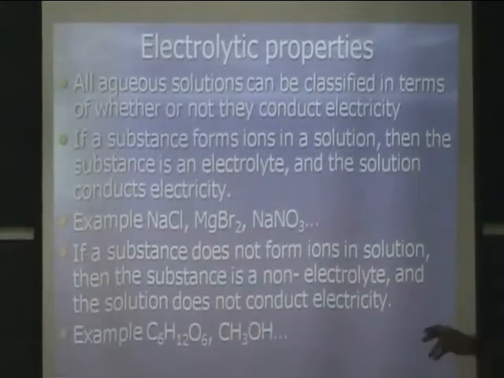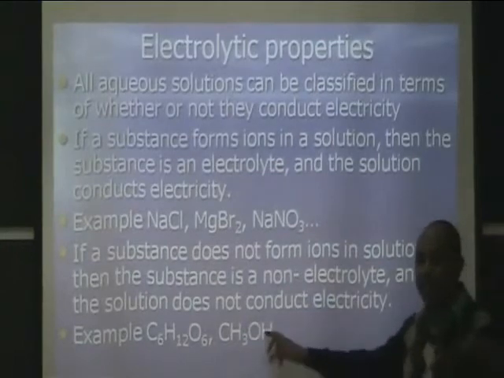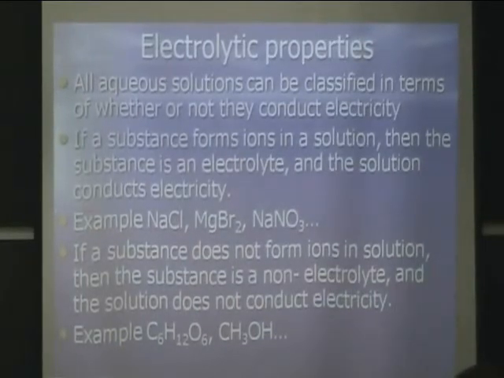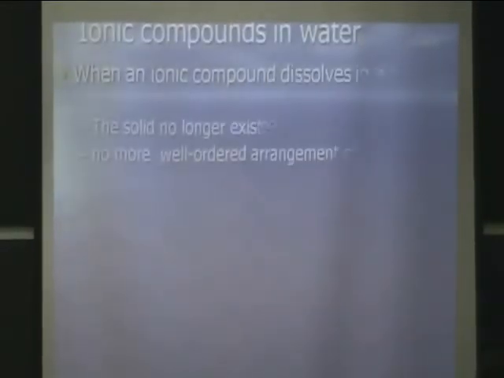Some of the compounds here as non-electrolytes are glucose, C6H12O6, and methanol, CH3OH. Is it because they're all negative? They don't form ions. To form ions, you need to have a positively and a negatively charged ion. But if you consider glucose, they can't form ions. They are molecules. They are dissolved in water, but they are not forming positively or negatively charged ions.